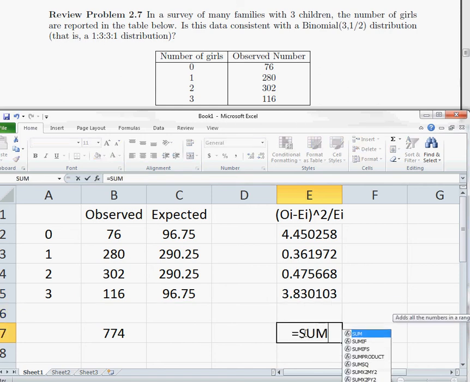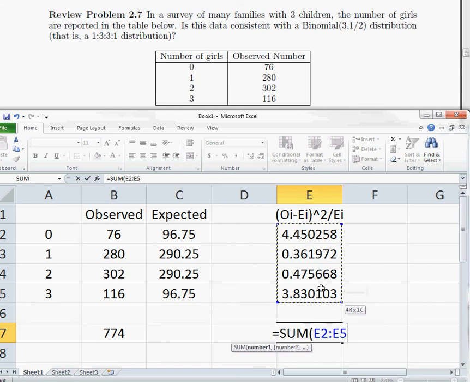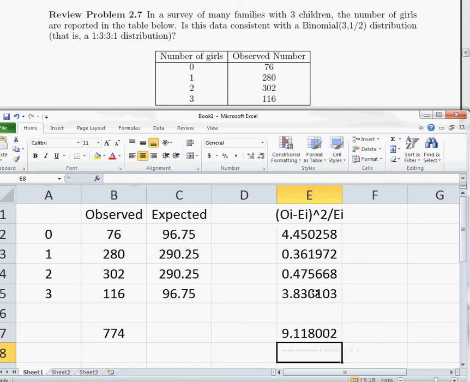Then adding these 4 numbers up gives us our chi-squared statistic of 9.118. So our chi-squared statistic is 9.118.